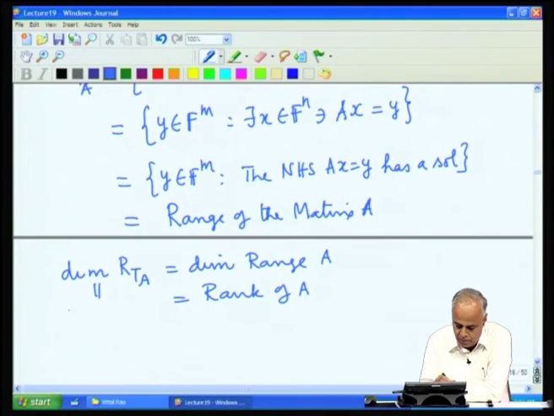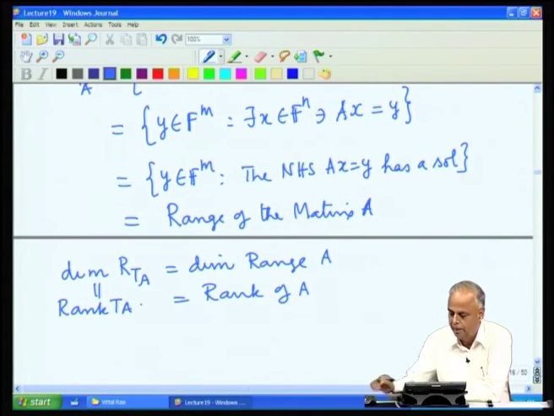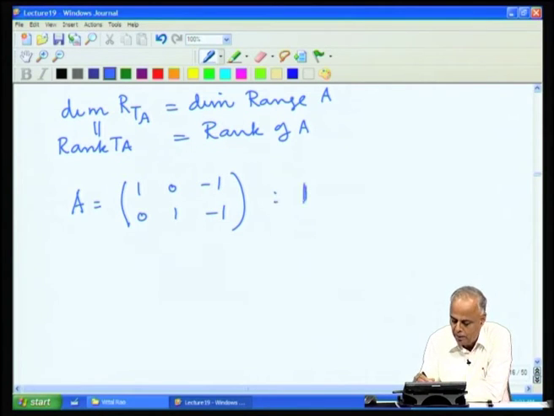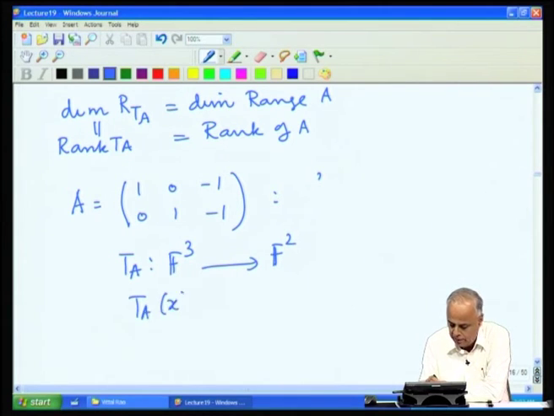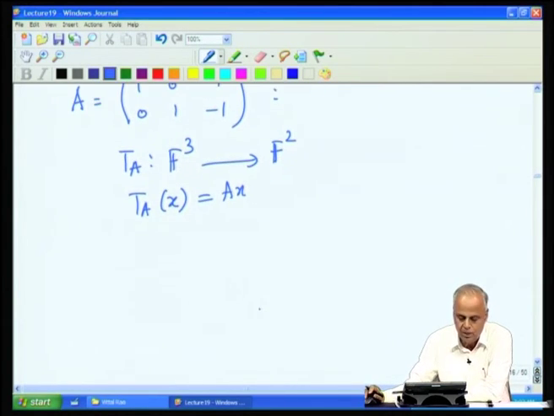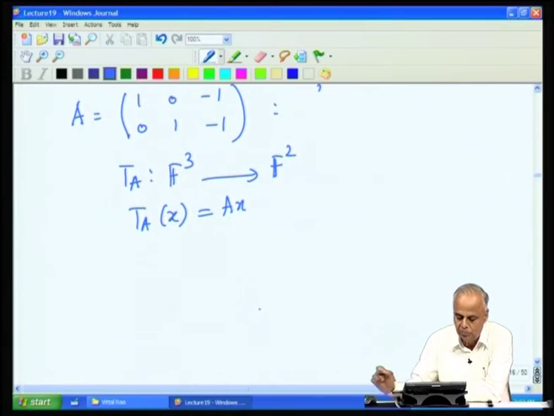And it is also, because the dimension of the range of T_A, the rank of T_A. Then let us go back to that example, the matrix 1 0 minus 1, 0 1 minus 1, mapping F3 to F2, where T_A of x is Ax. We have already found the null space of this matrix, we shall now find the range of this matrix.